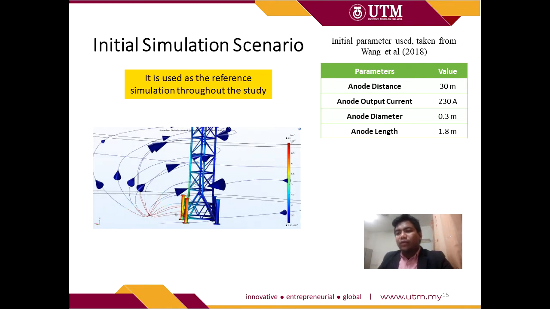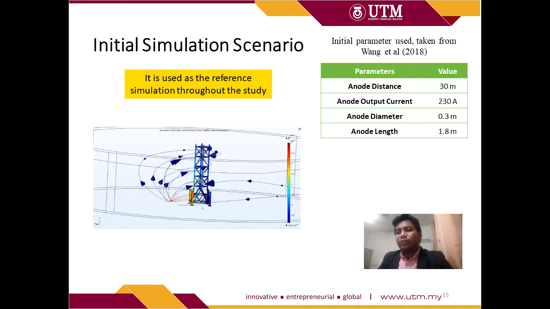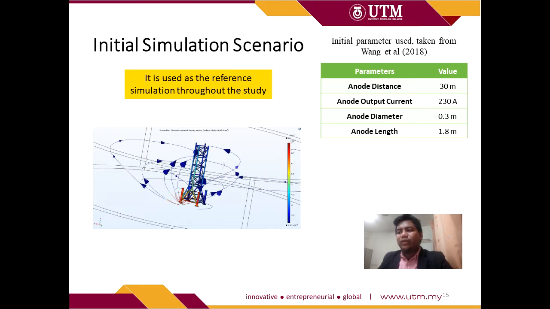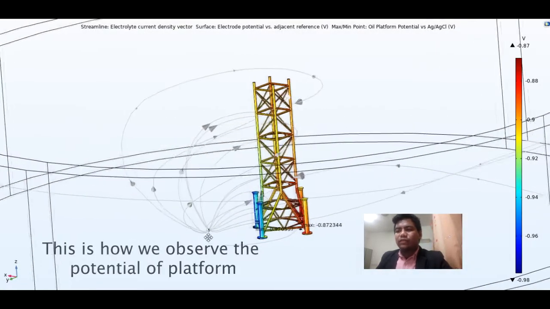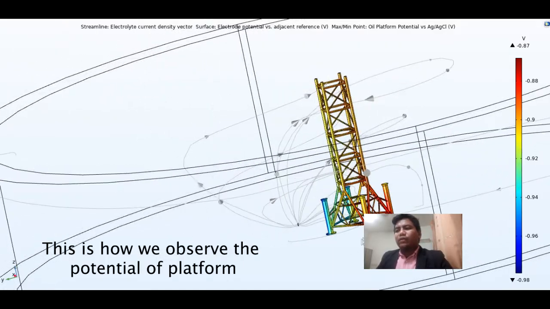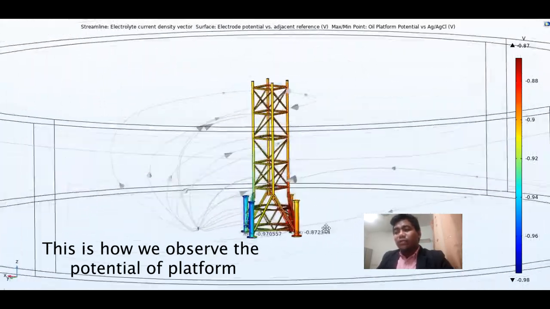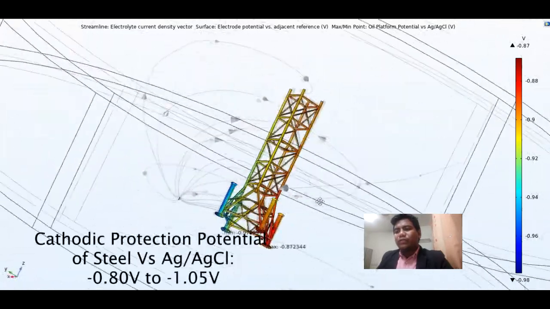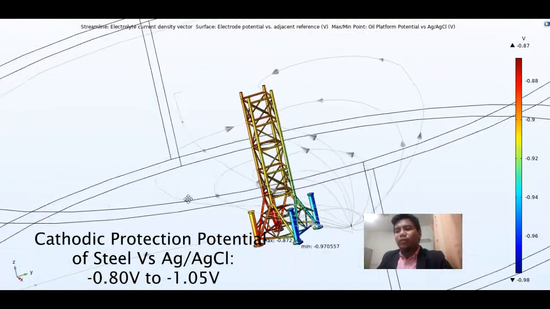As an example, the anode distance is 30 meters and the anode output current is 230 amperes. I want to remind you that most of these parameters are kept constant in the next study unless changes are stated. This is the distribution of platform potential of this initial simulation. As referred to the legend, the platform is well protected by the ICCP system as the potential is in between the cathodic protection range.